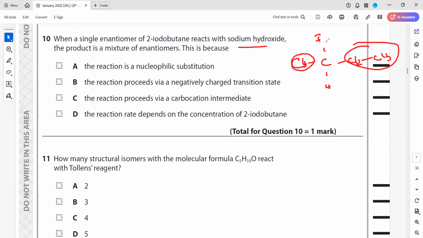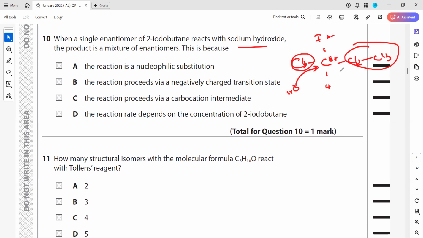The carbon is bonded with iodine, and it is a secondary halogenoalkane in which this carbon is partial positive and iodine is partial negative. So when there is an attacking nucleophile, it will attack this positive carbon. The reaction is a nucleophilic substitution reaction. It is producing only one type of enantiomer.